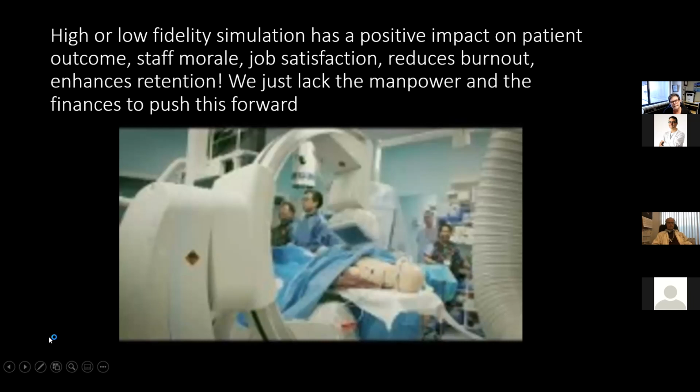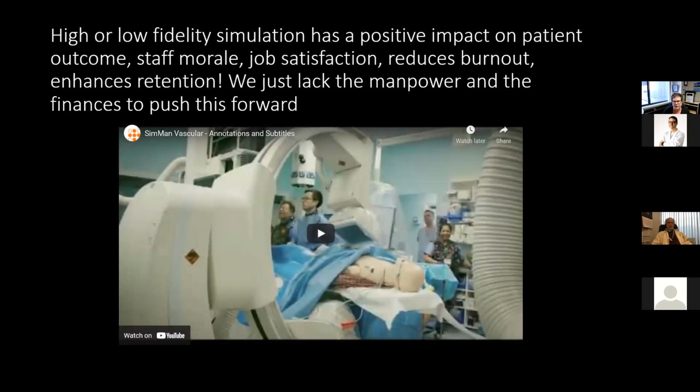So whether it's high fidelity or low fidelity, simulation has a really significant impact on patient outcome. It also has an impact on staff morale and job satisfaction. It reduces burnout and enhances retention. And so the only downside to simulation is really the manpower to provide it and the cost of simulation.